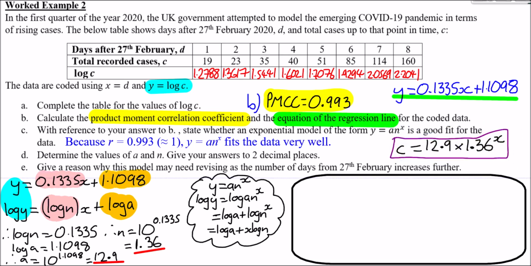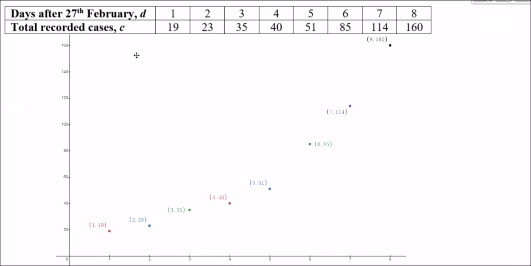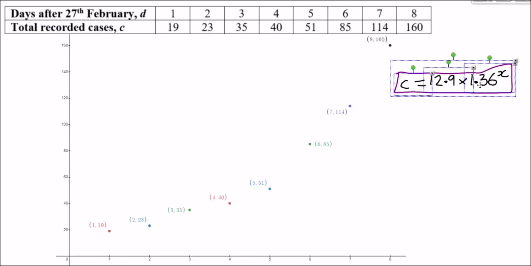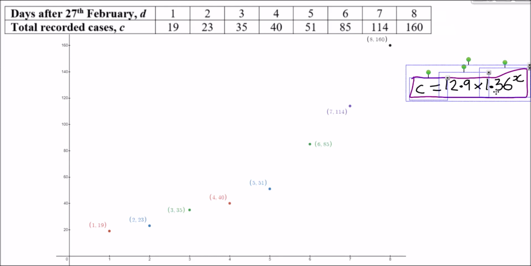So here we go. So we've got here the cases plotted. So you can see 119, 223. So it's rising in a curve. And like I've said here, that's what I think it might well look like. C equals 12.9 times 1.36 to the power x. So the y-axis is case numbers. That's C. And x, number of days after 27th of Feb. So if you were to plot it on Desmos, you get something that looks a bit like this.